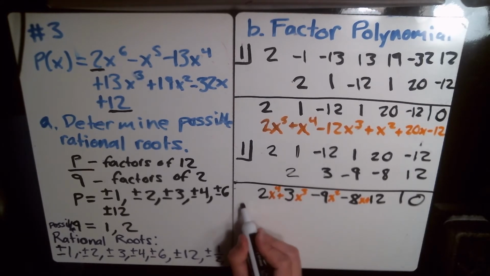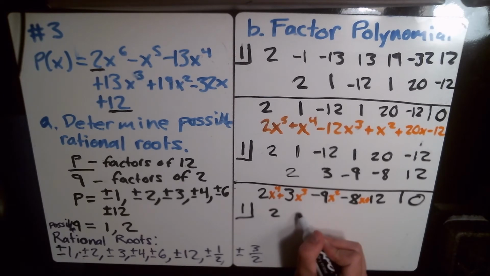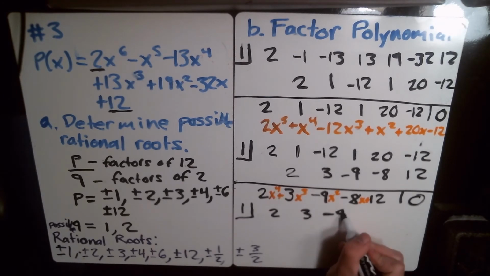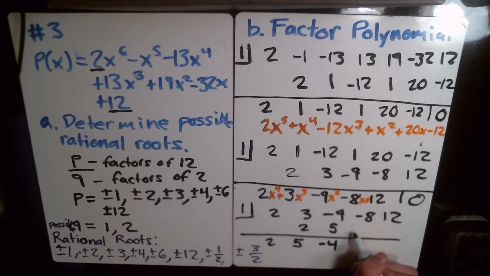So we're going to do it again. We're going to factor out another x minus 1 from all of this. So we've got 2, 3, -9, -8, 12. Okay, so bring down the 2. Times by 1 is, add those, 5. Times by 1 is 5, -4. And times by 1 is -12. So, oh my gosh, isn't that just fun?